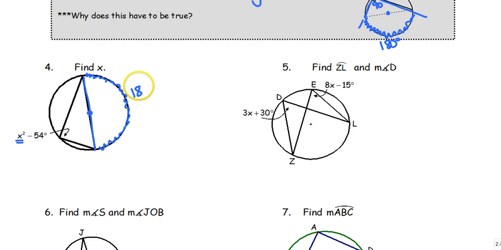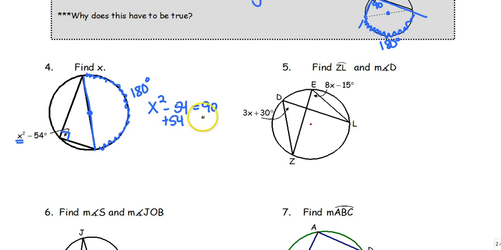That means that this is representing 180 degrees. If that's 180 degrees, that means that this is 90 degrees, a right angle. So we have an expression, x squared minus 54, representing a 90 degree angle. Since those two things are representing the same thing, I can go ahead and set them equal to each other.